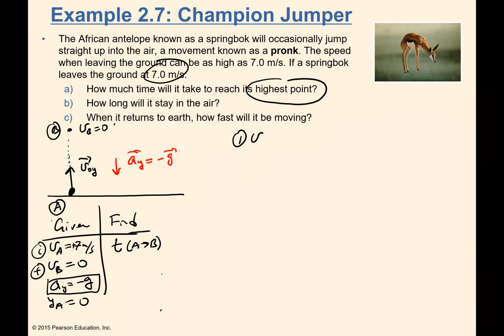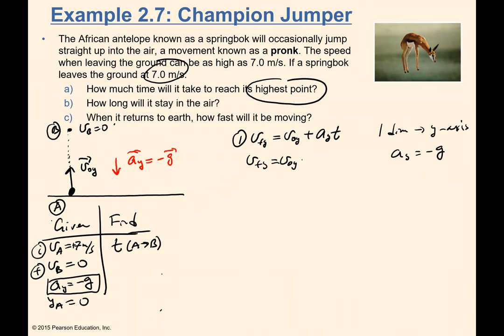Now let's see what we have. Here's kinematic equation one. V final in the y direction equals V initial in the y direction plus acceleration in the y direction times time. I just change the subscript, and this is still one dimensional motion, but along the y-axis. Now I can rearrange this equation where my acceleration in the y direction is replaced with negative g. I can say ay is equal to negative g, so this becomes negative gt, which is technically only true in free fall.